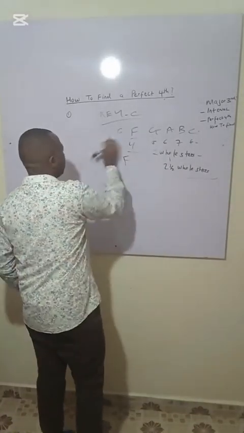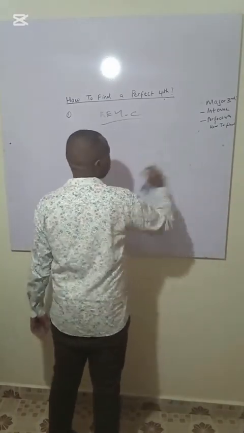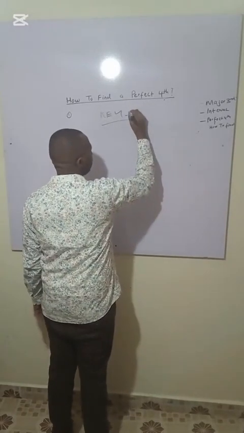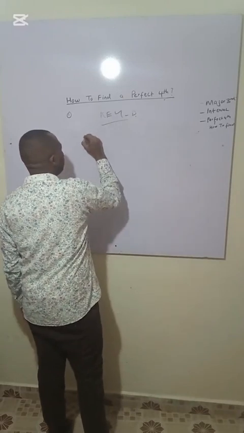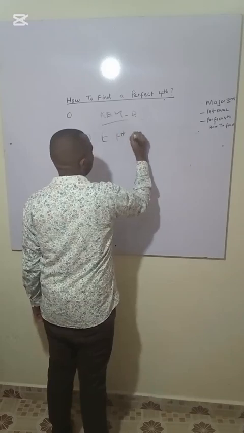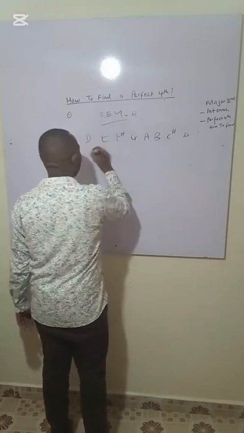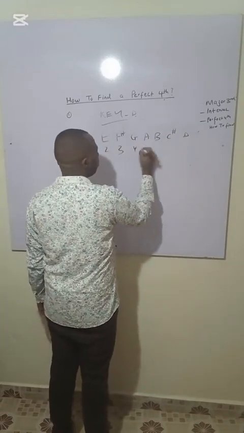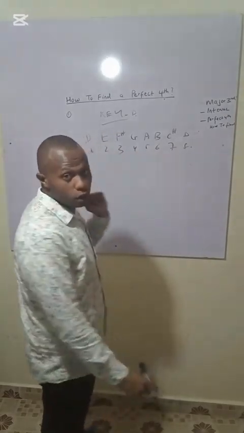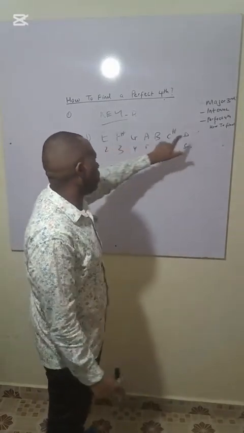Let's say I'm in the key of D, so that you can find a perfect fourth in the key of D. So if I'm in the key of D, we have D, E, F sharp, G, A, B, C sharp, then back to the octave. 1, 2, 3, 4, 5, 6, 7, 8. And so guys, that is the key of D. And just for your knowledge, understand that in the key of D we have 2 sharps. We have F sharp and we have C sharp.